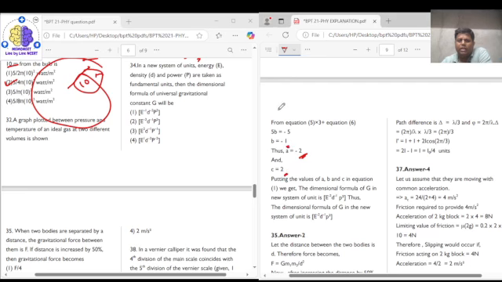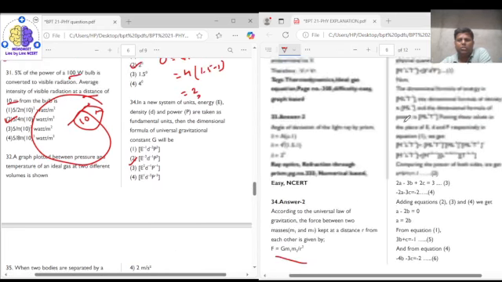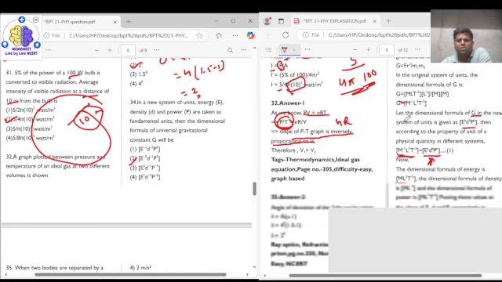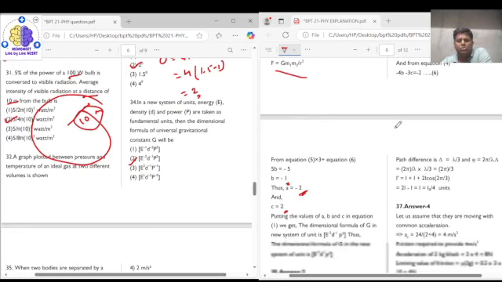So finally we get E raised to the power of -2, D raised to the power of -1, and P raised to the power of 2. So the correct answer is option number 2 for question number 34. Option 2, right?